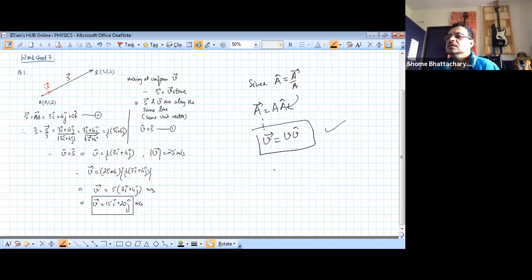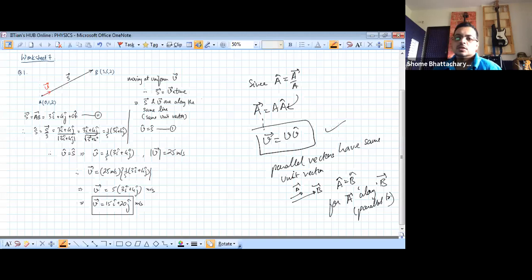And the other is that parallel vectors have the same unit vector. So A and B are parallel vectors, or they are along the same line, is another way of expressing it. So A cap will be equal to B cap for A being along or parallel to B. So that is that question. Just make a quick note of this if you had a doubt in this, and let's come to the third question.